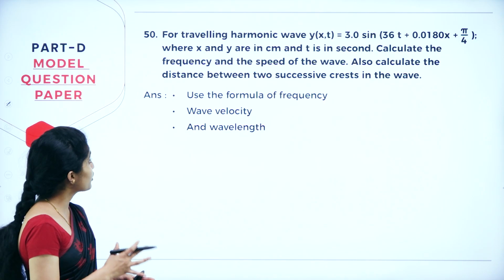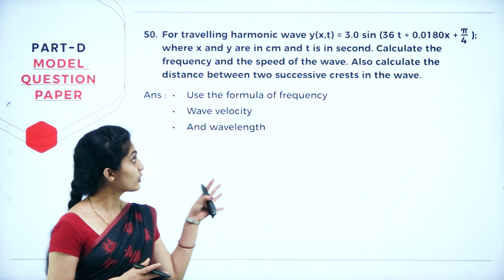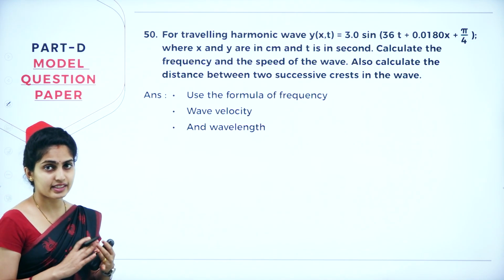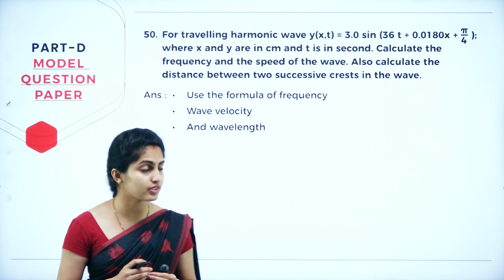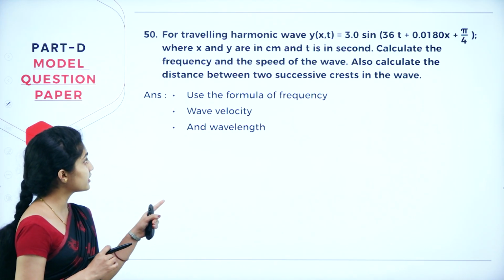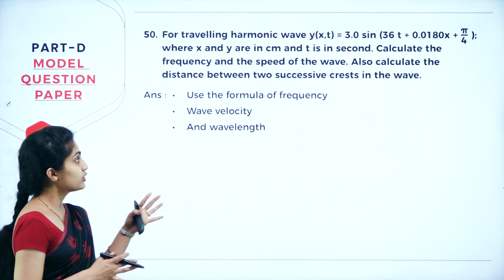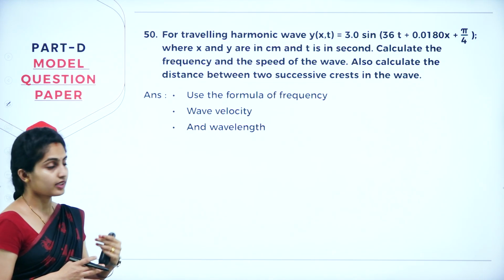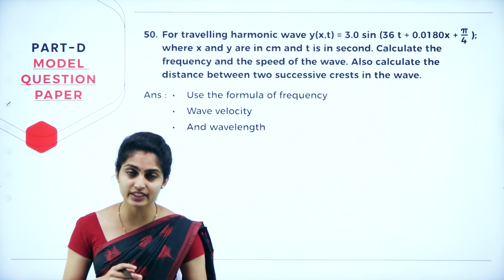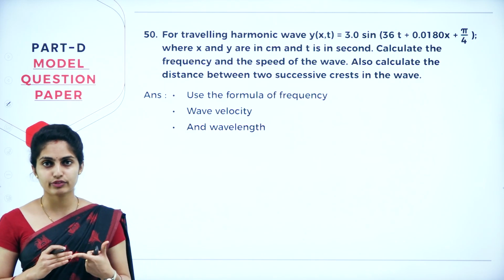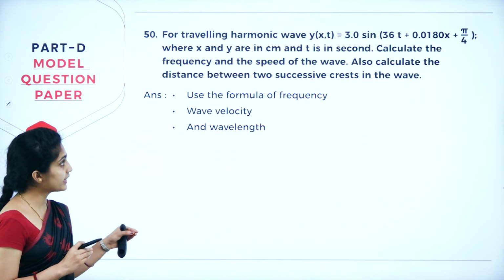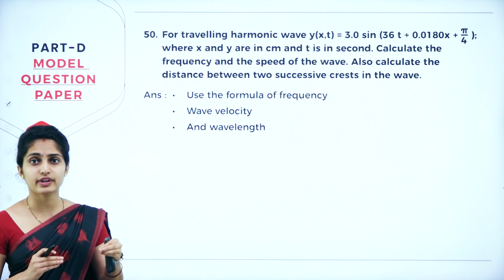So what does it say? For traveling harmonic waves, the equation is given there, where x and y are in centimeters and t in seconds. So they have given the units for everything. Calculate the frequency and the speed of the wave. Also calculate the distance between two successive crests in the wave. So they have asked you to calculate 3 things: speed and frequency. Speed means the wave velocity. Frequency is nothing but f is equal to 1 by t. And then we also have to calculate the distance between two successive crests and troughs.